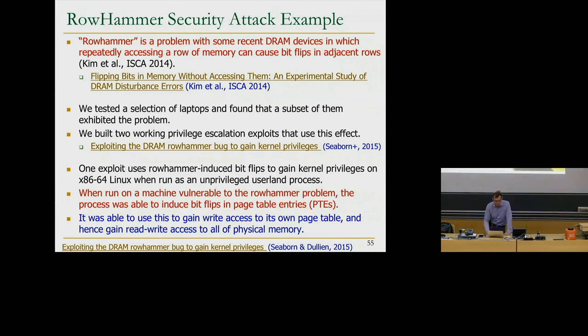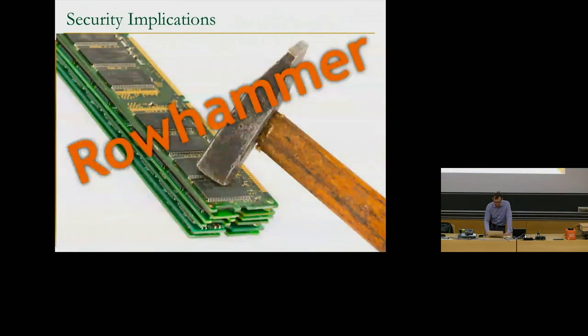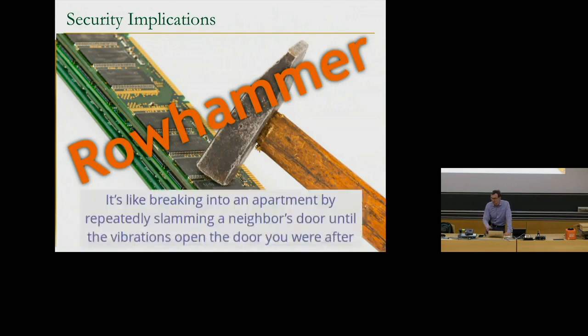And other people have done this, actually. And as a result, people actually draw pictures like this. I'm going to give you an example of the attacks. If you're interested, you can do the readings. I'm not going to go into detail. But one of the hackers on the internet actually summarizes the Rowhammer attack like this. It's like breaking into an apartment by repeatedly slamming your neighbor's door until the vibrations open the door that you're after. That's actually a very good description, I think. It's good to see these insightful descriptions.